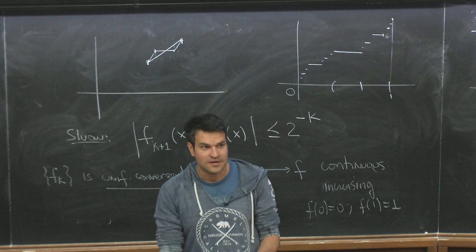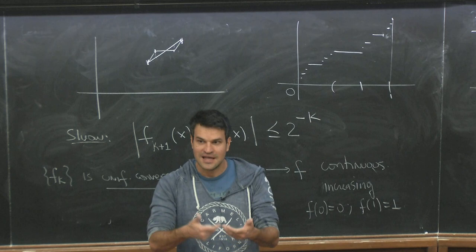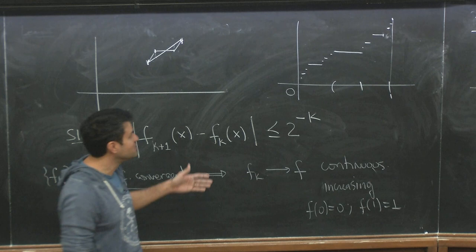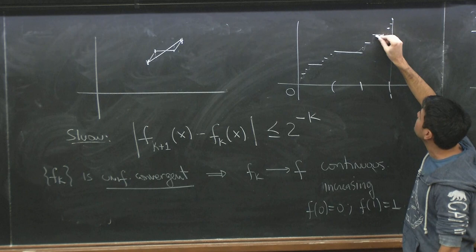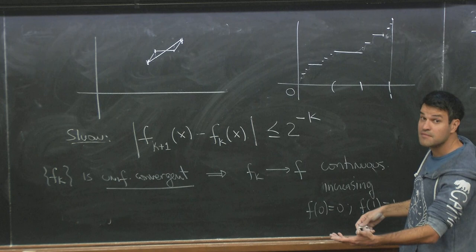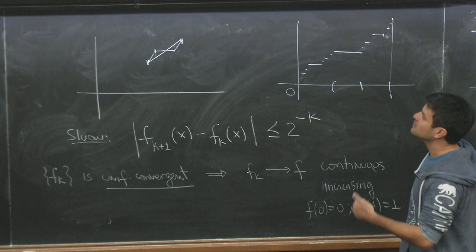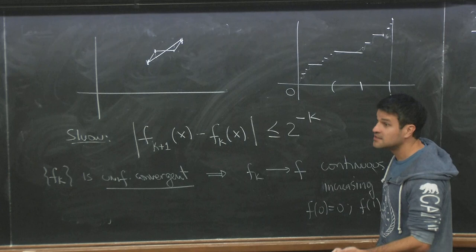Since these open intervals add up to have measure 1, the limiting function looks crazy like this. It's going up, but flat in all of the intervals that you remove from the Cantor set. Therefore, it has derivative 0 almost everywhere. So this function is differentiable almost everywhere and has derivative zero almost everywhere, but it's not the zero function.